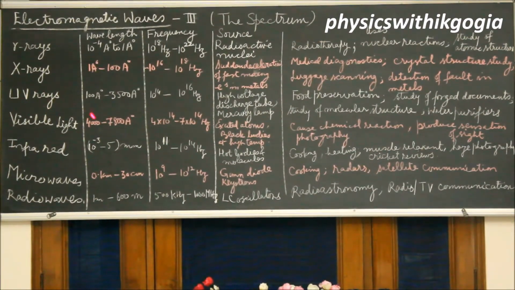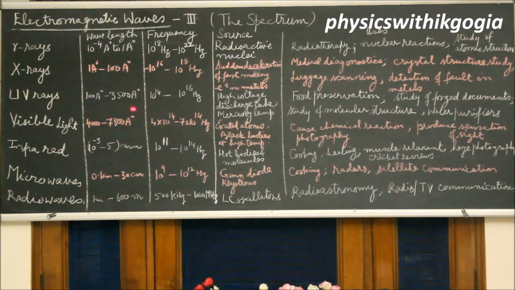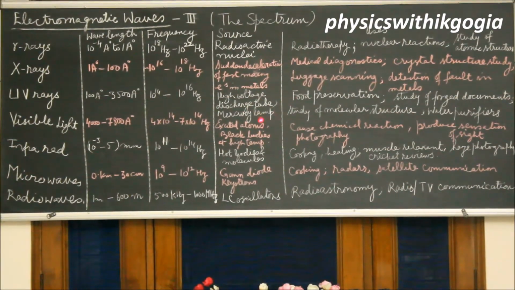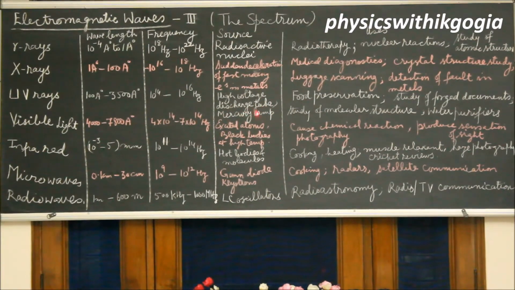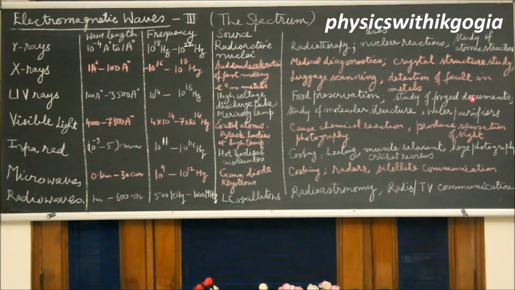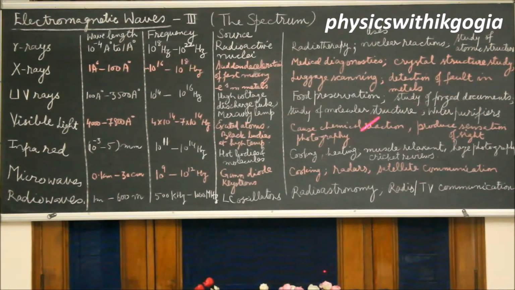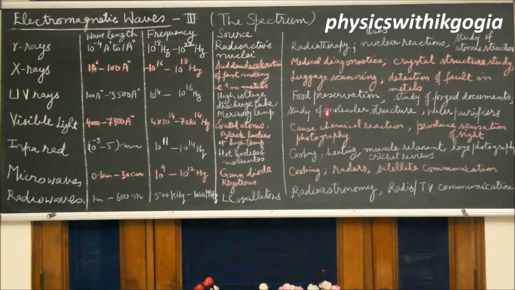Next is UV rays with wavelength ranging from 100 to 3500 angstrom. They are produced by high voltage discharge tubes. For example, a mercury lamp also produces ultraviolet rays, used for food preservation and study of forged documents. They can also be used to detect fake currency notes, study of molecular structure, and are also used in water purifiers.